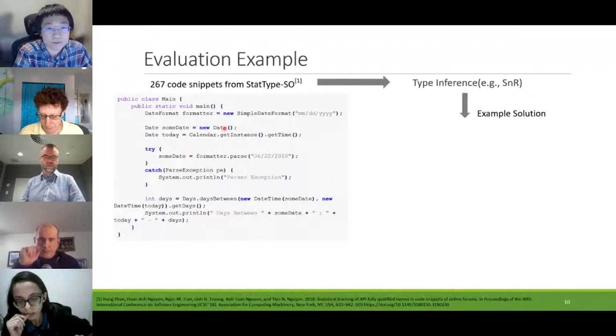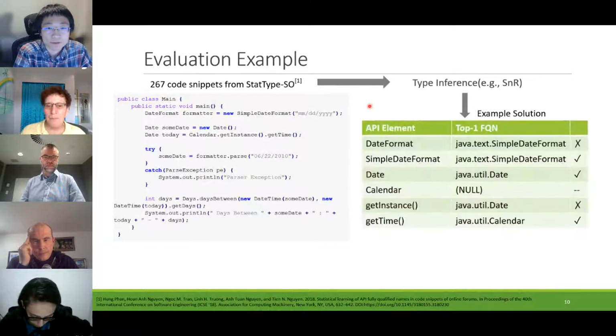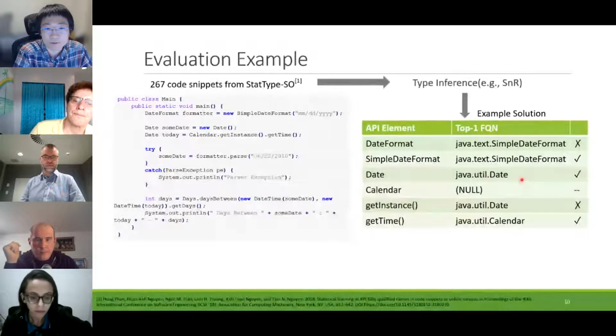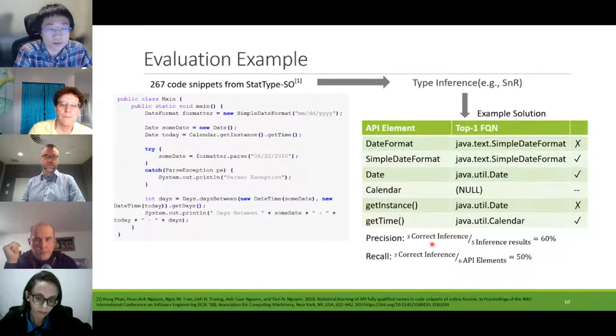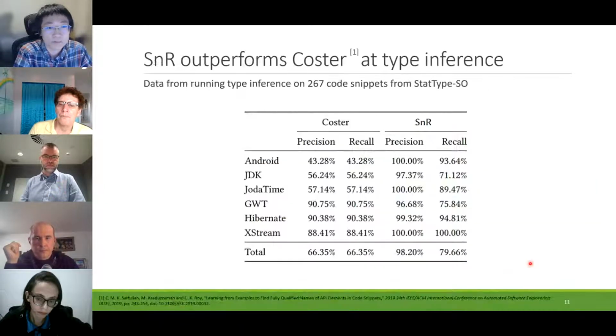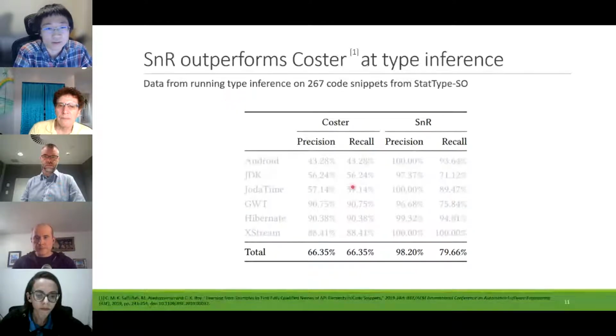To evaluate the performance of SNR, we gave 267 code snippets without import statements to get the mapping between the API elements and the top one recommendation for their fully qualified names. Using that, we calculated the precision and recall of our tool. We found that compared to the existing state-of-the-art tool COSTER, published in ASE 19, which uses a machine learning-based technique, SNR outperforms COSTER with very high 98.2% precision and 77.66% recall.